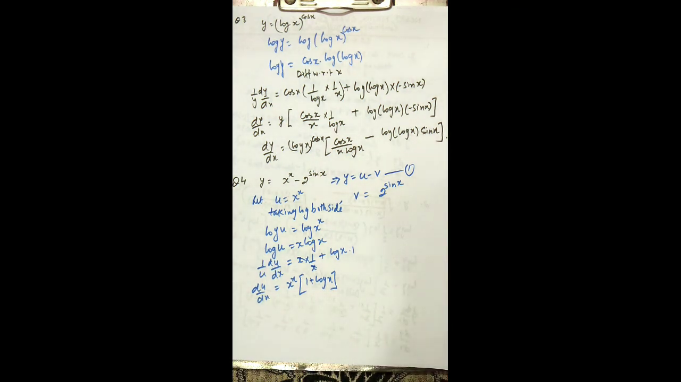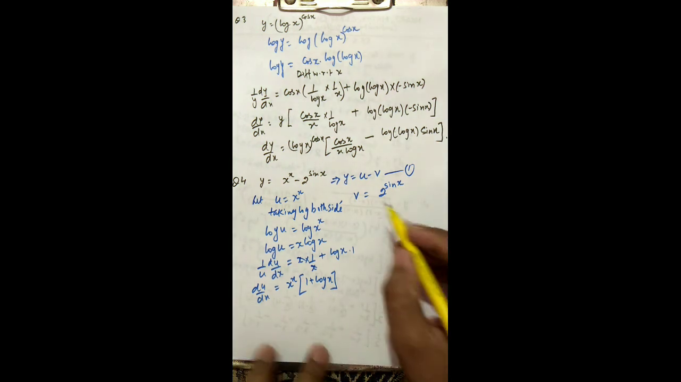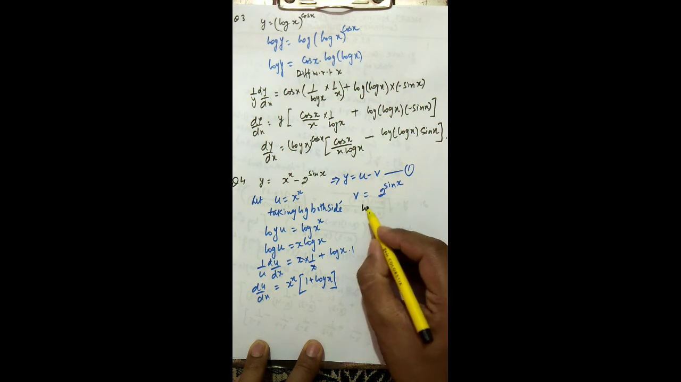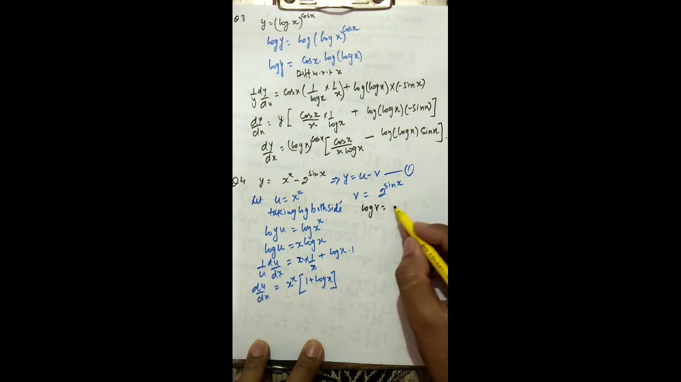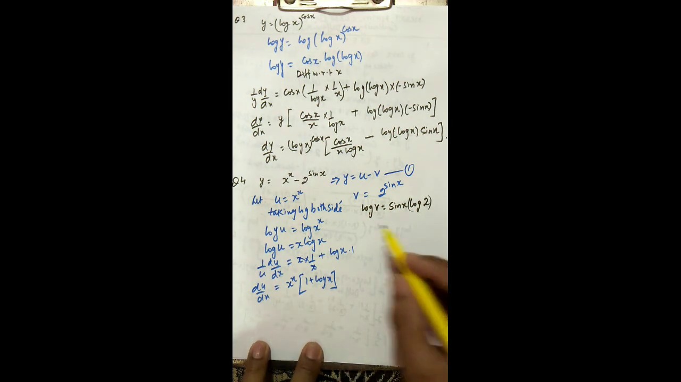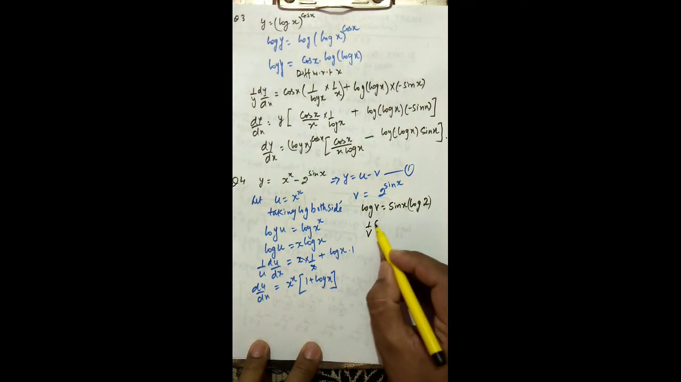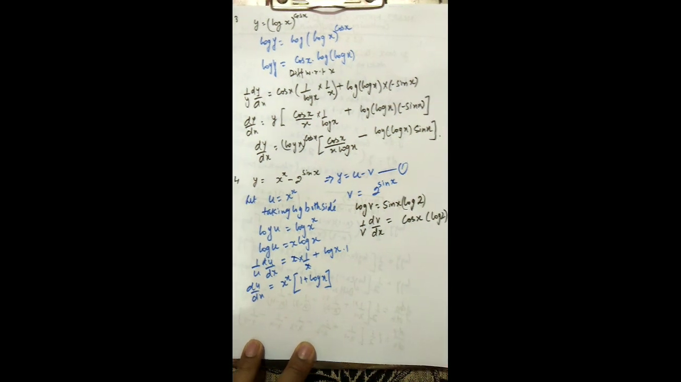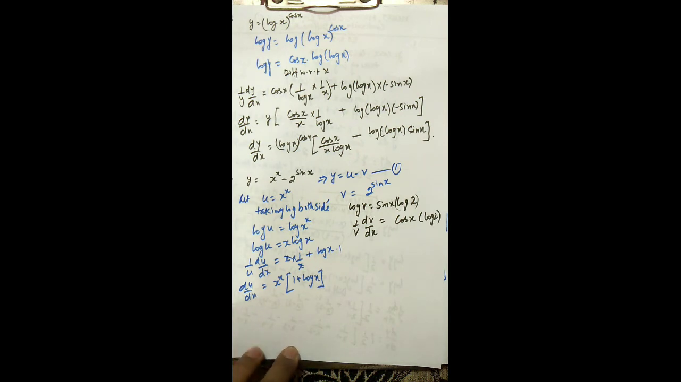Next we find the value of dv upon dx. Again we take log both sides. Log v will be sin x log 2, since sine is in the power. Remember that log 2 is a constant, so do not treat it as a function. When I differentiate with respect to x, it will be 1 upon v dv upon dx equals cos x, and log 2, being a constant, will remain as it is. We are not going to touch this log 2.